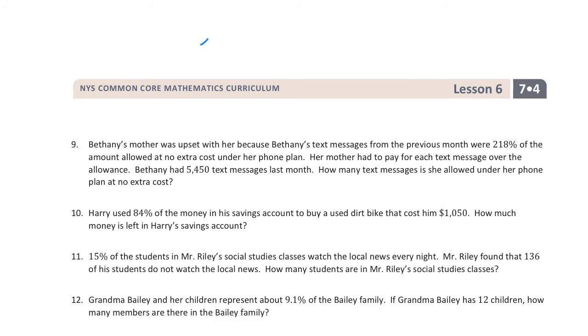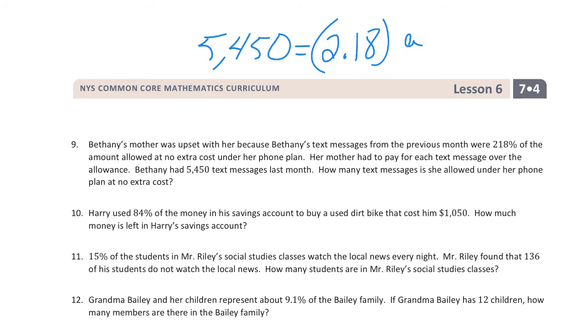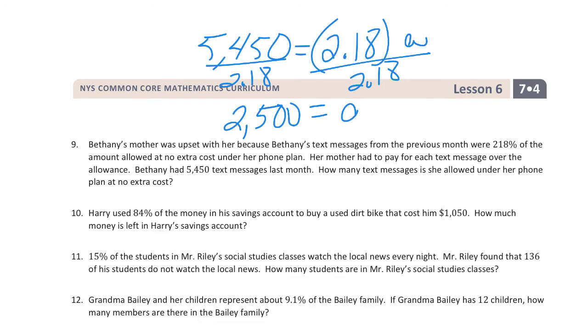So she had 5,450. And that was 218%, so as a decimal, 2 18/100, of the amount allowed. So we divide both sides by 2 18/100. And we find that she is allowed to have 2,500 texts.